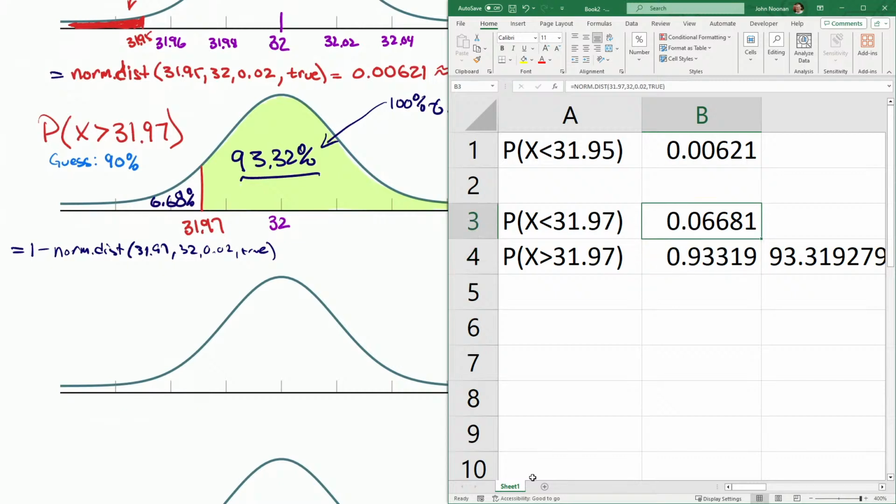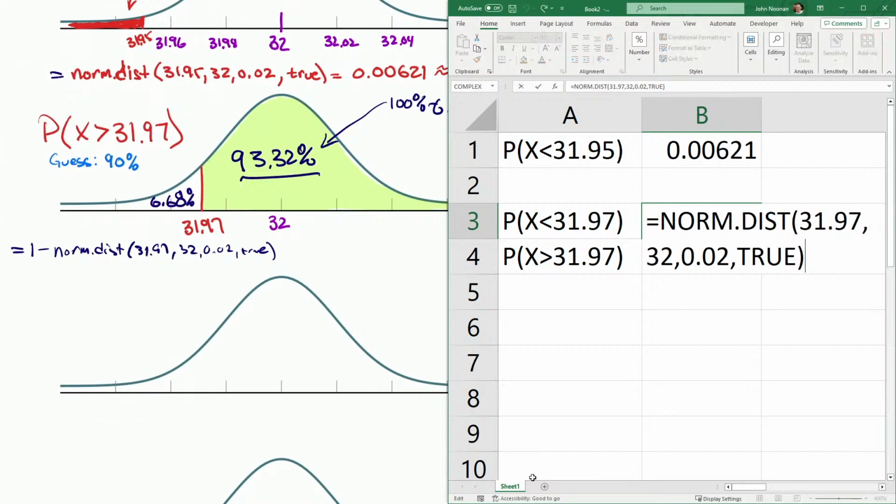Interesting. Let's go back. What do you mean by completely different? How different is it? Yeah, that's wrong. So it should be norm dot dist, and then the first number is 31.97, 0.02. Yeah, see, you've got to get all the zeros in there. Now you're happy? Now he's happy.